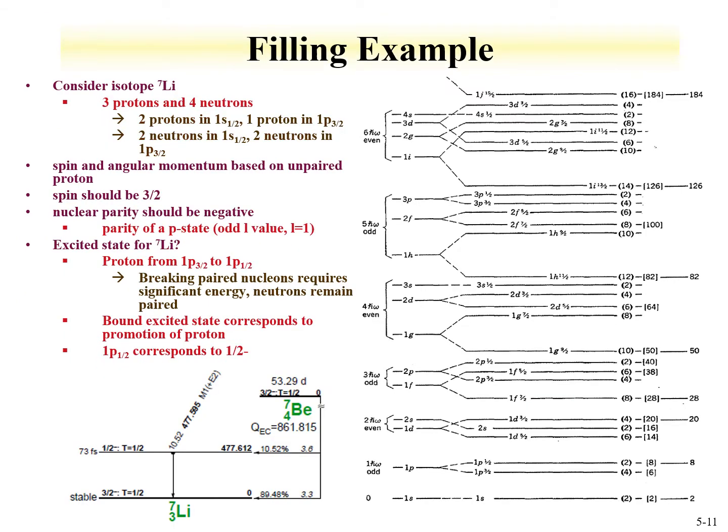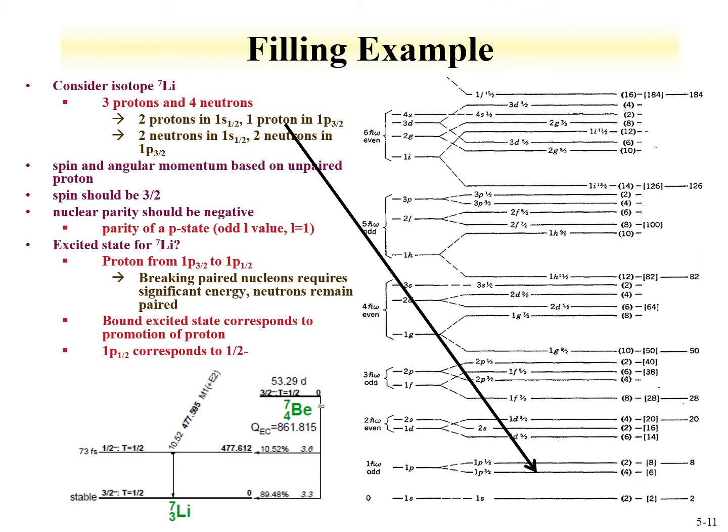Let's consider lithium-7. 3 protons, 4 neutrons. The proton number is odd, so the odd proton is going to define the behavior of the nucleus. And we see that this one unpaired proton, the 3rd proton, lives in this 1p3/2 level, right? Because I can put 2 protons here, the 3rd one is here. So the spin and parity are based upon this unpaired proton.